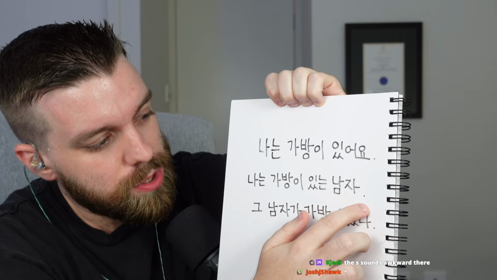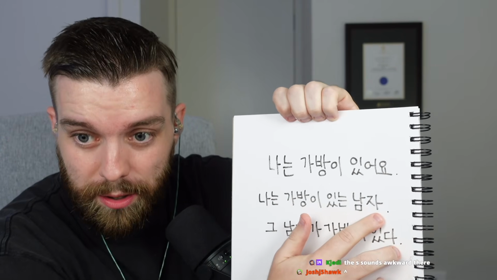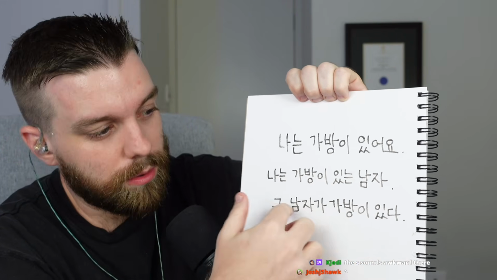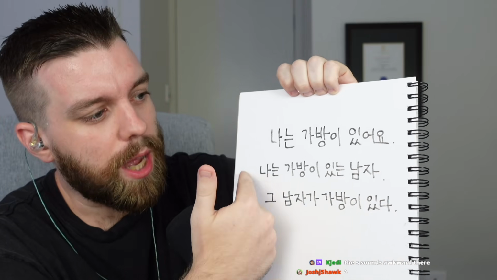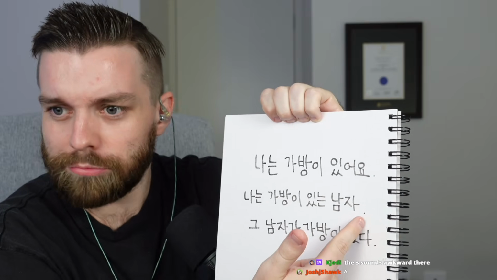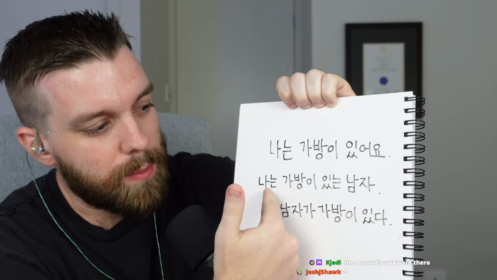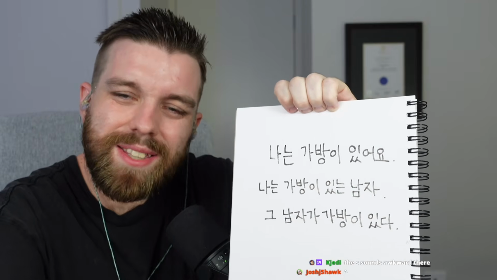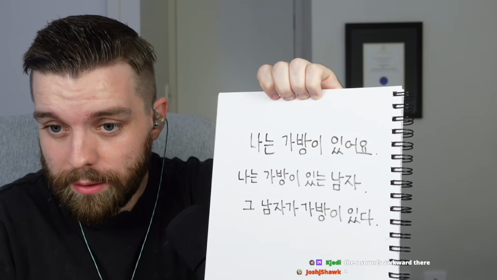The N flows. If I wanted to say 나는 가방이 있는 여자, 여자 is woman. I'm a woman who has a bag. 나는 가방이 있는 고양이. I'm a cat that has a bag. It doesn't make sense. It sounds odd, at least in Korean, you know?